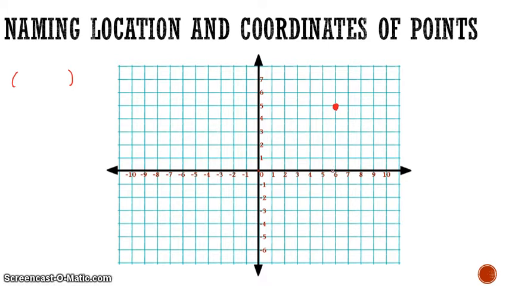See this right here? There is a 6. So I'm going to write my first number as 6, comma, and then my second number is how much up or down it is, and it's up 5. See this right here? So that's my second coordinate, which is 5.